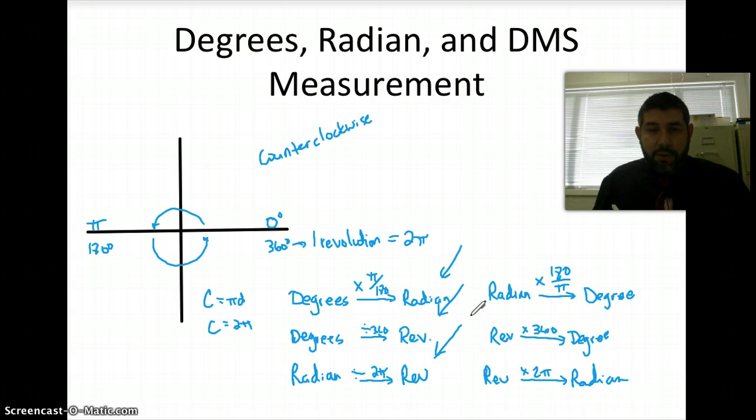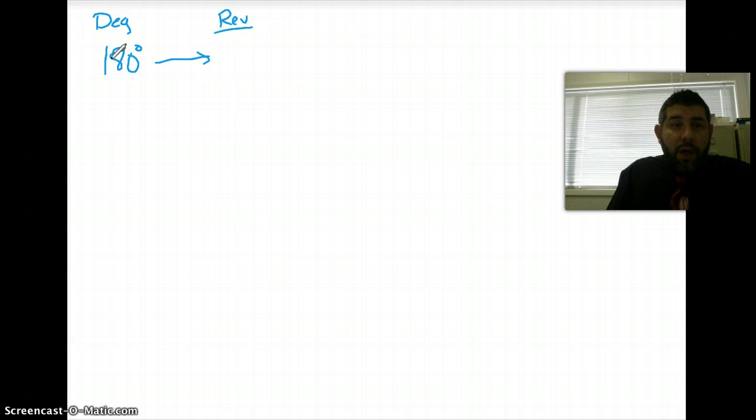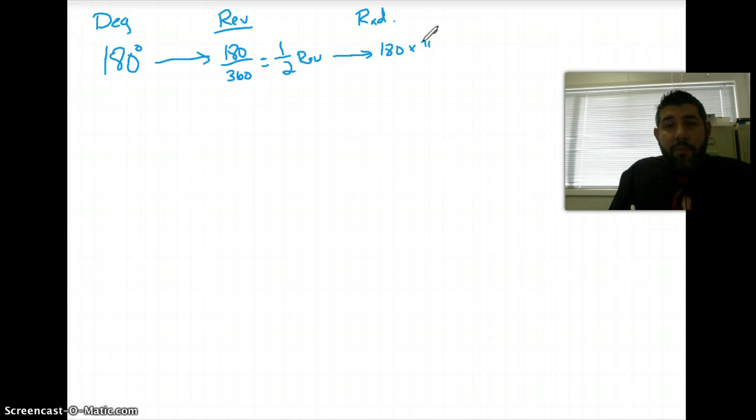Okay, so let's take a look at a quick example here, and then I'll go into the next thing. Let's say we want to convert 180 degrees to revolutions. I want to know how many revolutions are in 180 degrees. So I'm going to take 180 degrees and divide by 360, and I'm going to get half, so half a revolution. If I want to convert that to radians, then I could take 180 degrees and multiply it by pi over 180. And oh, look, those cancel out, and I get pi. Okay, so that's how we convert.